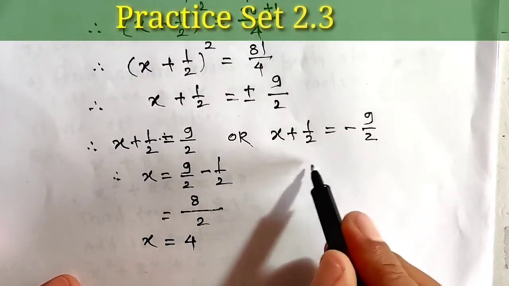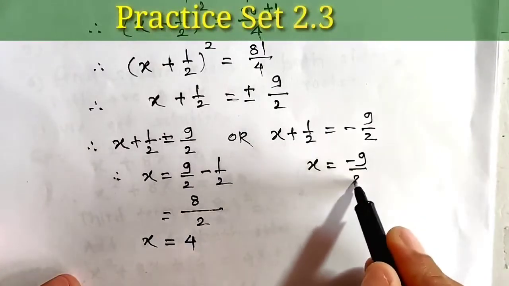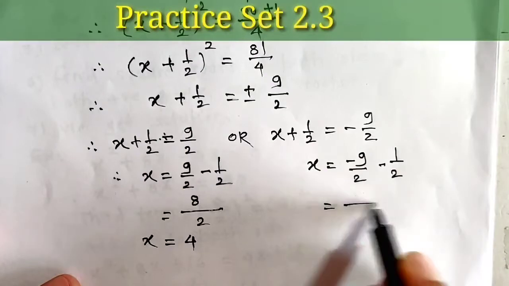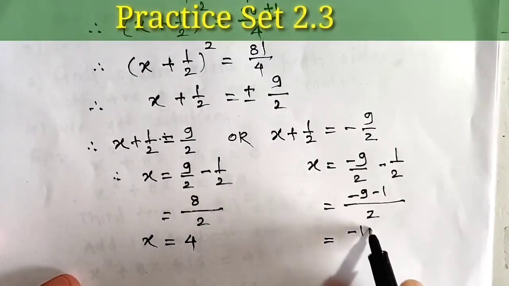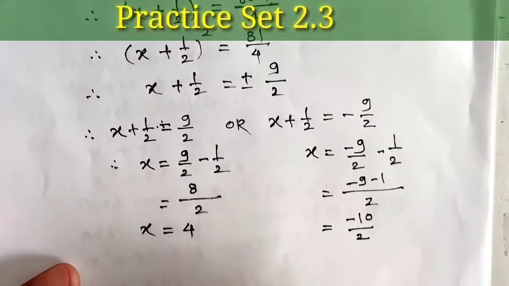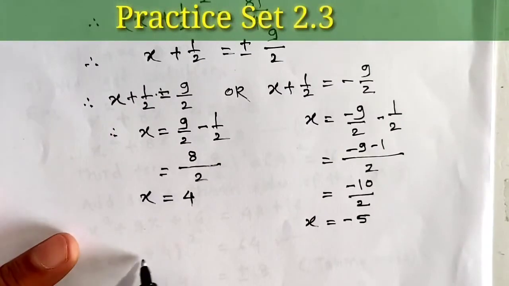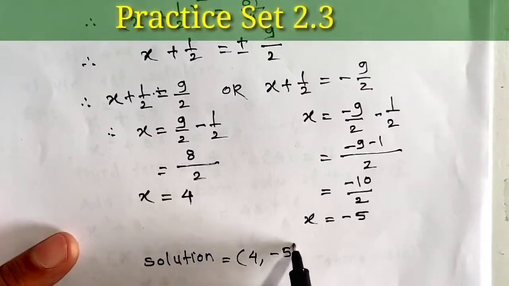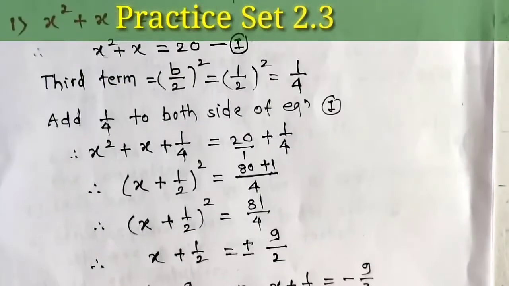Second value. Here x is equal to minus 9 by 2 and minus, this becomes minus 1 upon 2. Again the common denominator: minus 9 minus 1, so we get minus 10 divided by 2 is equal to minus 5. So x is equal to minus 5. So we get the solution 4 and minus 5. So in this way we can solve the examples by the completing square method.